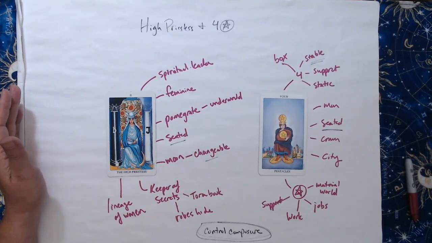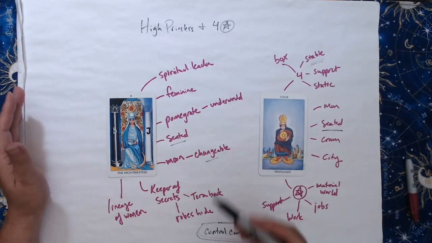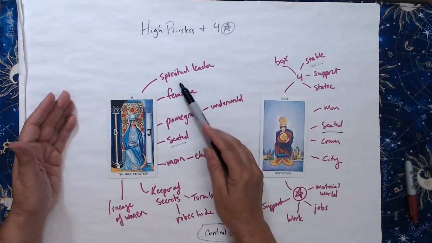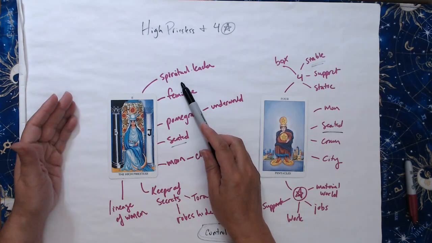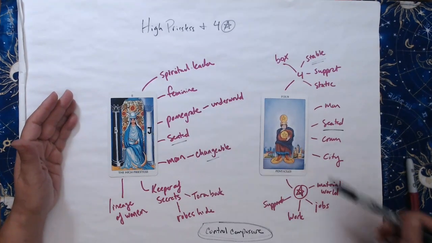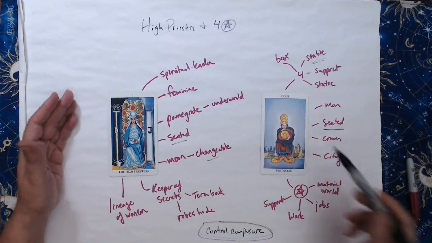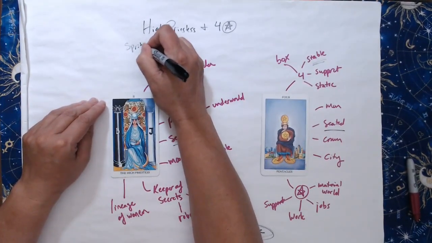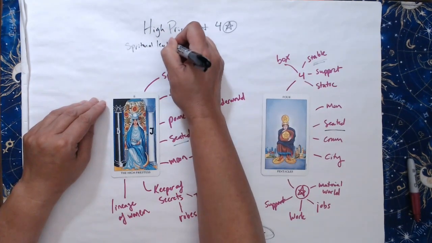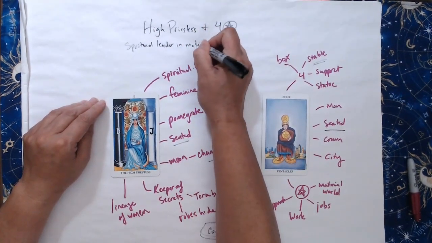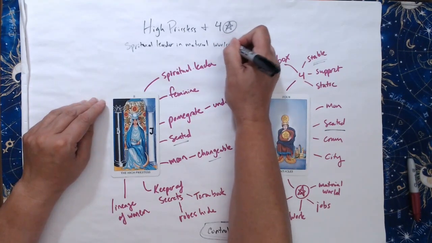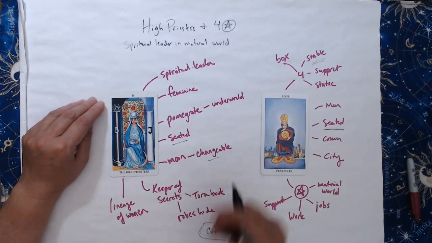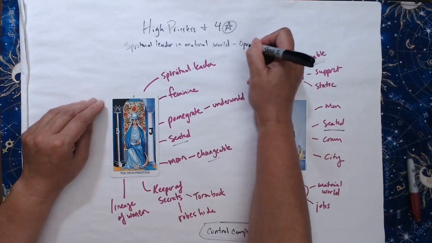So if you wanted to combine them, one of the things would be like, the High Priestess is a spiritual leader operating in the material world. So you're like spiritual leader in material world. Well, who or what does that remind you of? Well, that reminds me of Oprah, right?